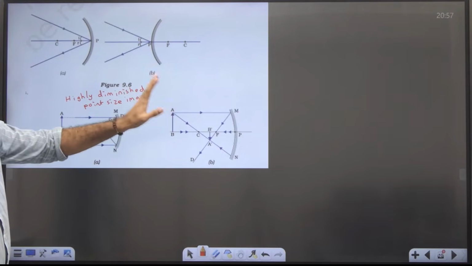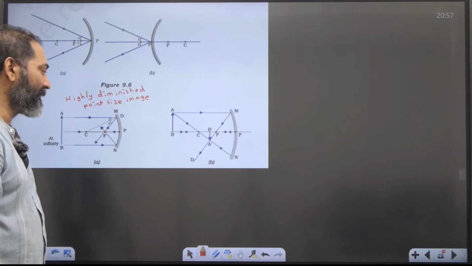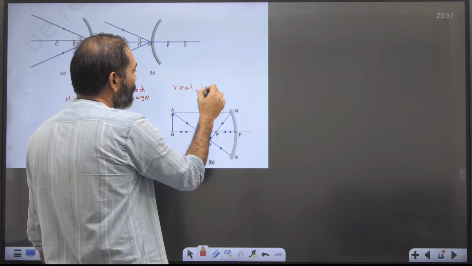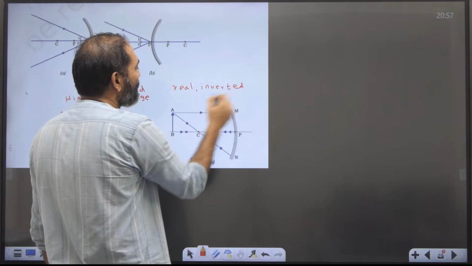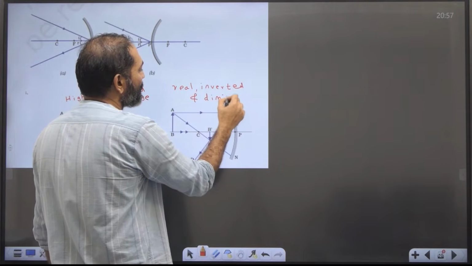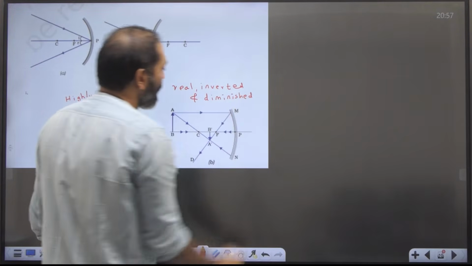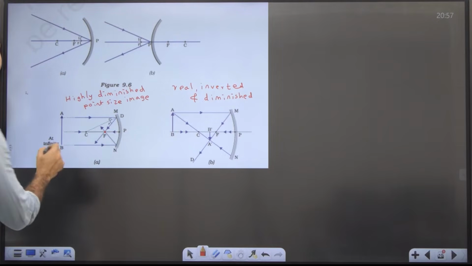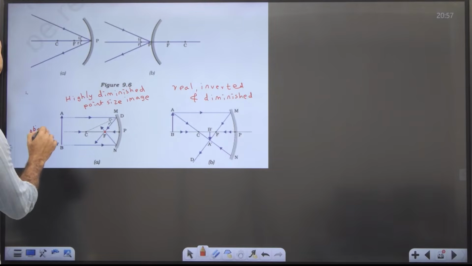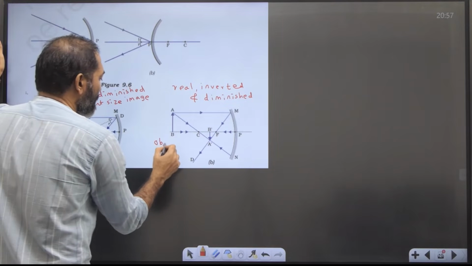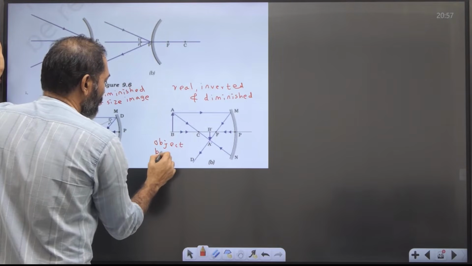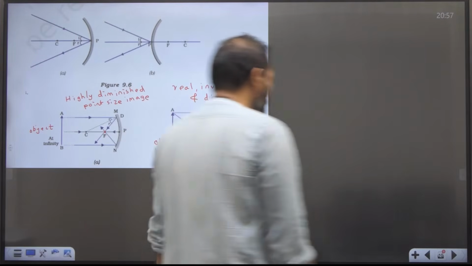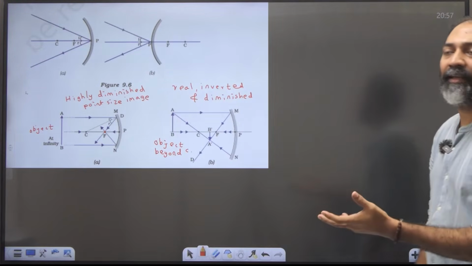A concave mirror forms mostly real and inverted images. What about the size? Diminished. Real, inverted and diminished image. Diminished means small in size. Under what condition? When the object is beyond C. Here the object at infinity, here the object beyond C. C stands for center of curvature. You have to draw this figure, and you have to understand how to draw it.